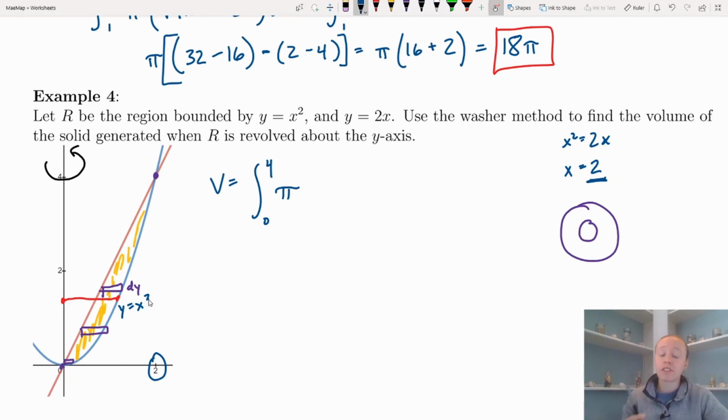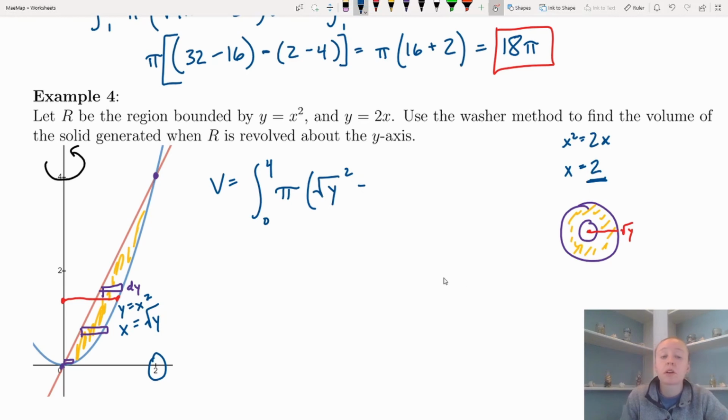So we're going out to that function. However, remember, we're integrating this with respect to y, so we don't want to throw an x squared into our formula. We want to use the fact that x is equal to the positive square root of y, because we're on the positive side of that axis. So if this was the region that I have filled in, our outer radius is the square root of y.